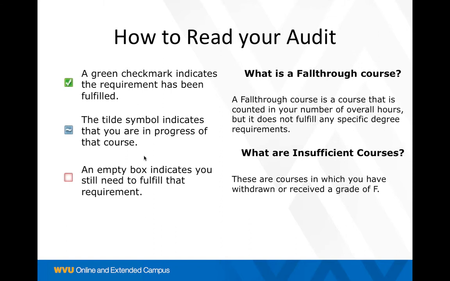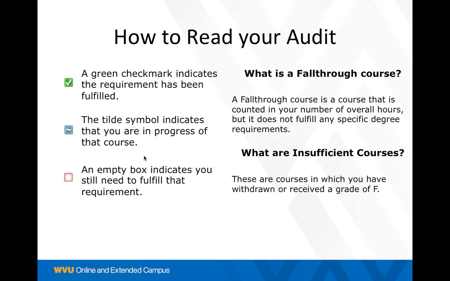How to read your audit. A lot of your items might have a green check beside them. Those indicate that the requirement has been fulfilled. You might see some that have a little line in the blue, and that is something that you are either in progress of this semester, or you have registered for the next semester. An empty box indicates that you will need to fulfill that requirement.